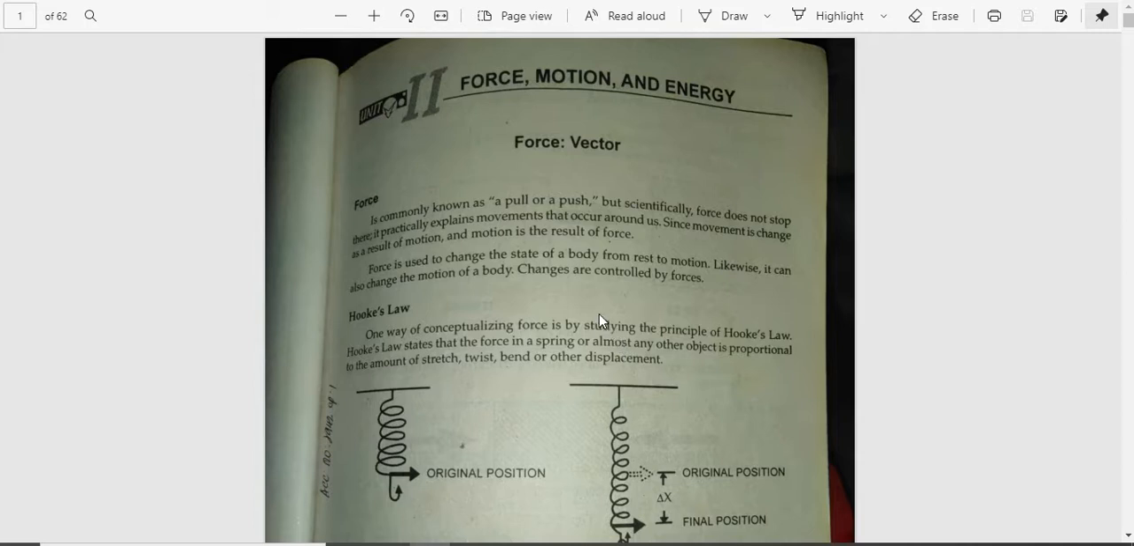Okay, so the force, the meaning of the force, it is the pull or push. But scientifically, force does not stop there. It practically explains the movement that occurs around us. Since movement is change as a result of your motion, and motion is the result of your force. Force is used to change the state of a body from rest to motion. Likewise, it can also change the motion of the body. Changes are controlled by forces.